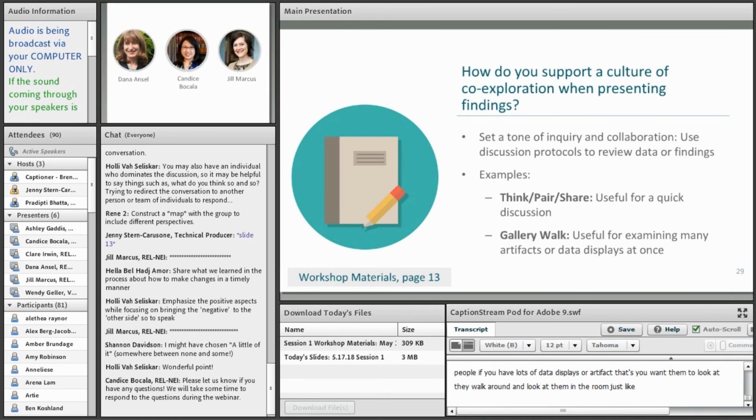Or a gallery walk, which is more useful for a larger group of people. If you have lots of data displays or artifacts that you want them to look at, they walk around and look at them in the room just like they were looking at an art gallery. A detailed handout with some of these suggested discussion protocols and ideas is in your workshop materials on page 13.